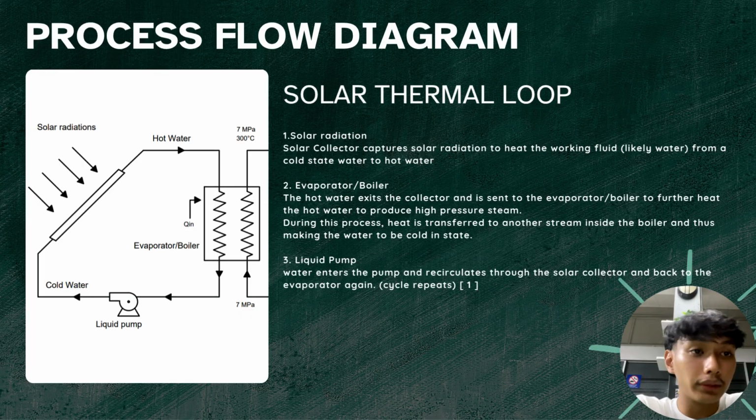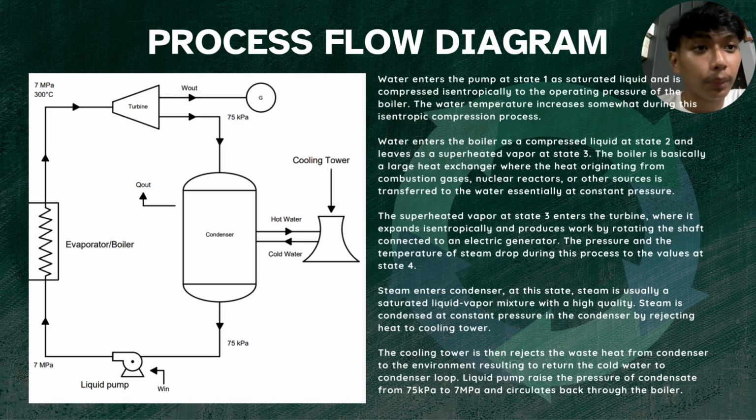So what is the function of the liquid pump? The liquid pump helps to recirculate the water through the solar collector and back to the evaporator again, until the cycle repeats over and over again to produce electricity. The heat that is transferred from the solar thermal loop will be sent to the stream, which is called the Rankine cycle.